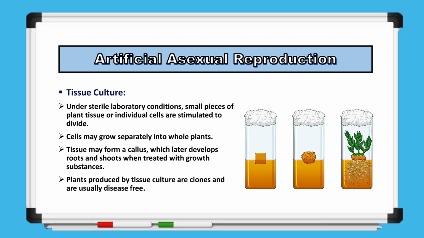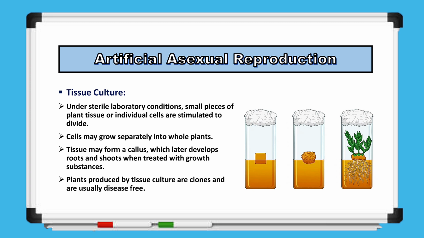Another method of artificial asexual reproduction is tissue culture. In this technique, small pieces of plant tissue or even individual cells are encouraged to divide under sterile laboratory conditions. These cells can grow independently into complete plants. Often, the tissue first forms a callus, which, when treated with appropriate growth substances, develops roots and shoots. Plants produced through tissue culture are genetically identical clones of the parent and are typically free from diseases, making this a highly effective method for mass propagation.